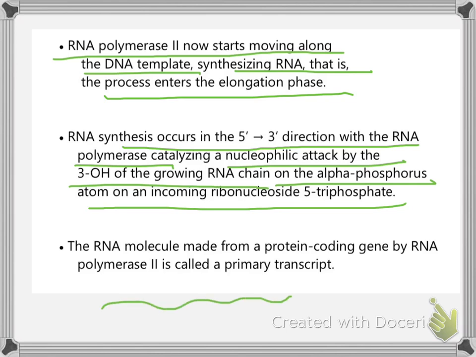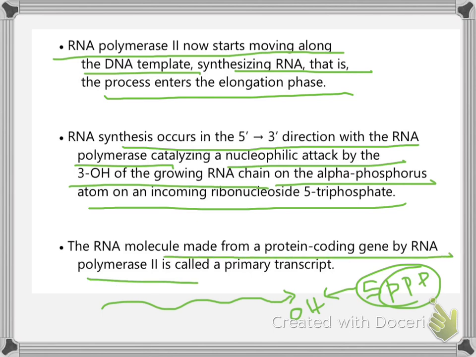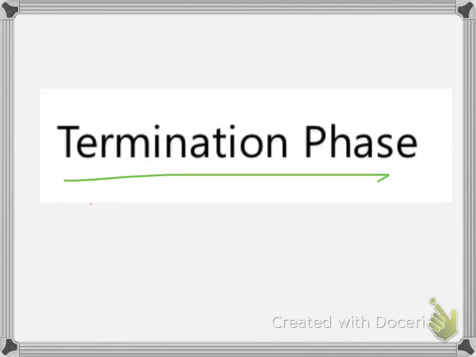If this is the growing RNA chain, here is the 3'OH. Here there will be a nucleophilic attack between the 5' nucleoside triphosphate and the 3'OH of the growing RNA chain. The RNA molecule made from protein coding genes by RNA polymerase II is called a primary transcript. So the RNA synthesized from this transcription process is known as the primary transcript.